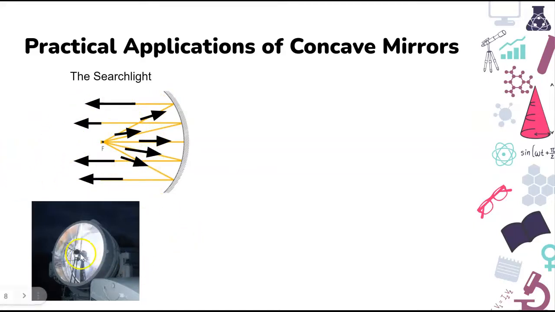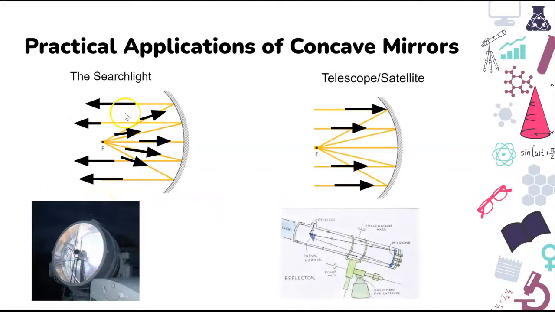So if you take a look at the searchlight, right in the middle here, we have a tiny little light that is shining light rays out towards all areas of the surface of this mirror, and they will all bounce out parallel to each other and create a large beam of bright light. The other application is going in the reverse.